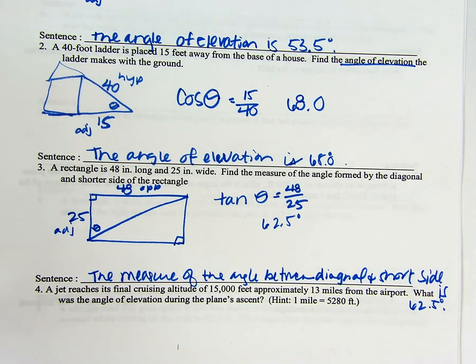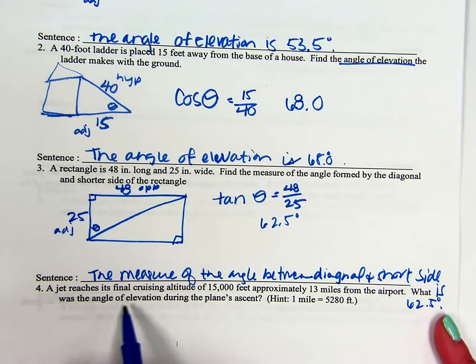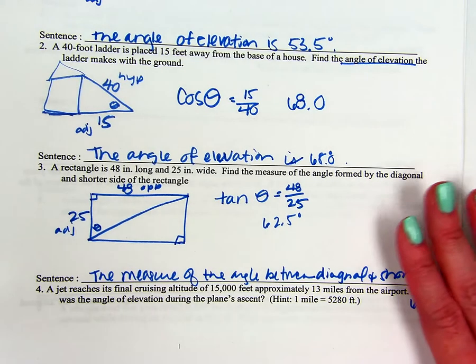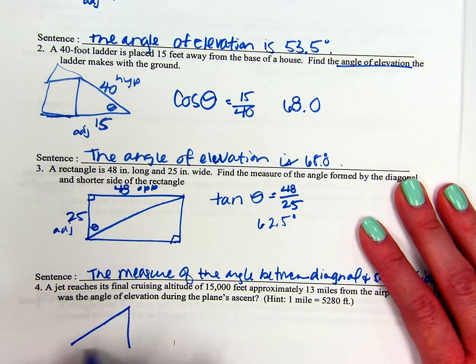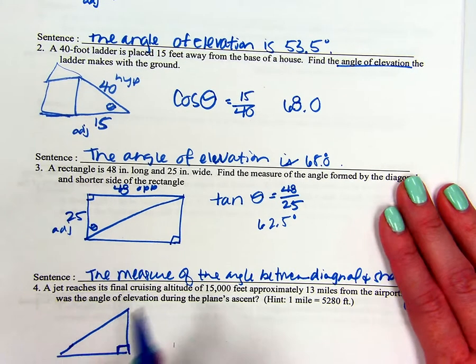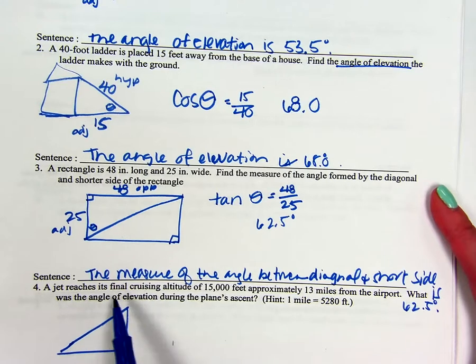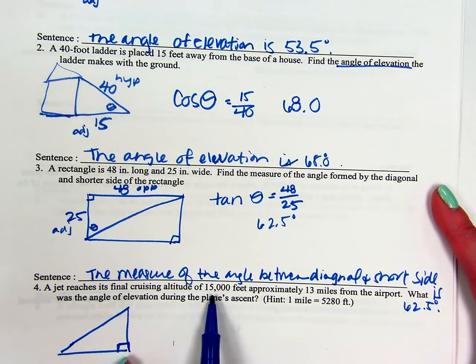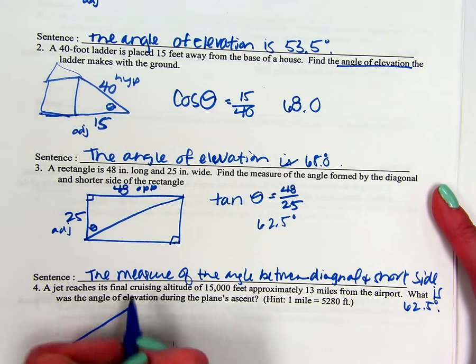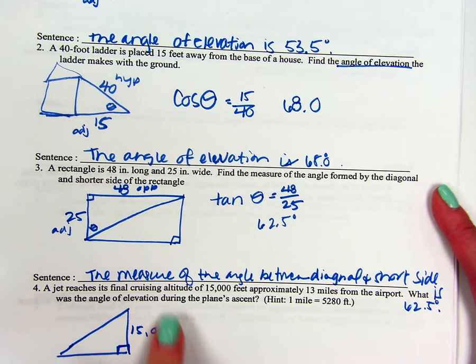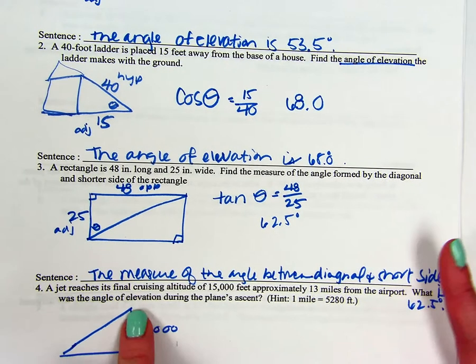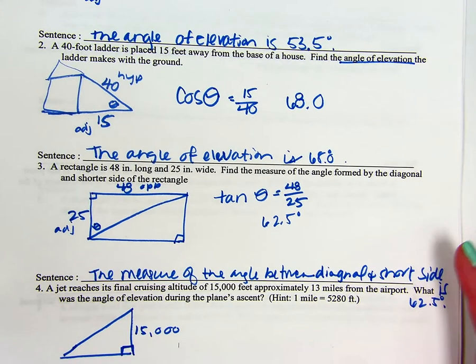approximately 13 miles from the airport. What was the angle of elevation during the plane's ascent? So again, we'll do our drawing, our diagram here is going to be a triangle. We'll do a 90-degree angle. The information given to us says a jet reaches its final cruising altitude of approximately 15,000 feet. So we're going to label our side over here because that's the height of our jet. The highest point that we reached was 15,000 feet.